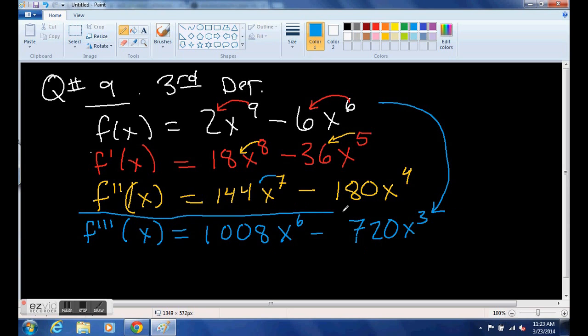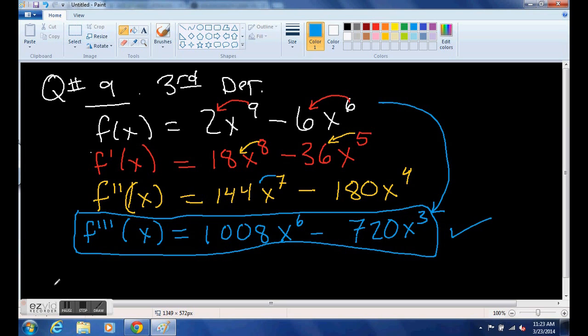Again, I'm sure there's a mathematical shortcut where you could jump right to there, but it's not important to me that you have these shortcuts. These were not too many stages to go through. I would just go 1, 2, 3, like that. That is your third derivative.